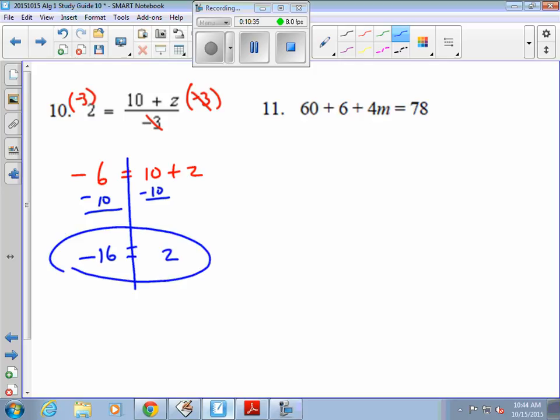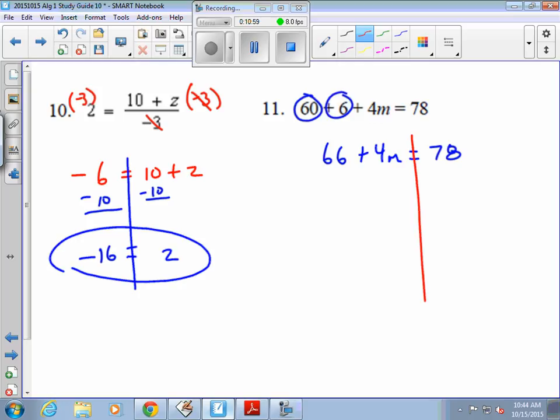Number 11, you have to simplify the left side first. Before you try to undo anything, everything needs to be simplified, which means we need to combine these like terms, 6 and 60. So 6 plus 60 plus 6 is 66, plus 48 is equal to 4m, excuse me, is equal to 78. Now you can't put 66 and 4m together because they're not like terms.